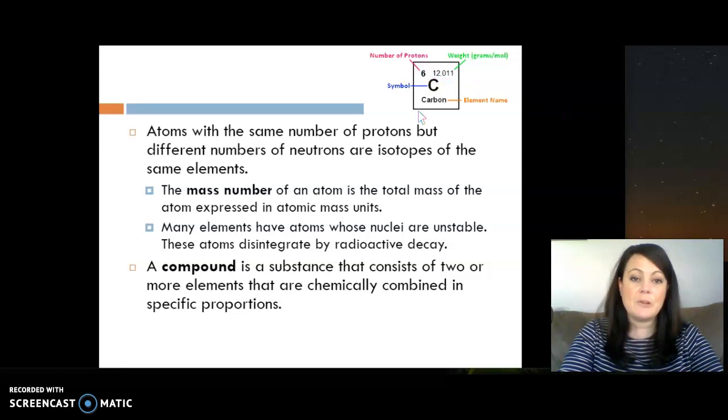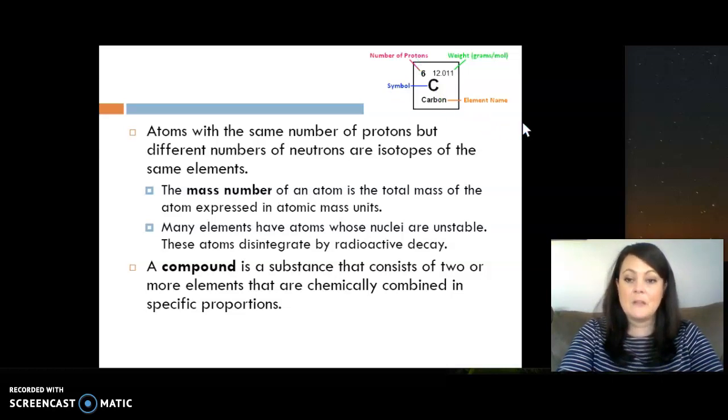This is a box from the periodic table. It shows us carbon. You can see the element's name, its atomic weight, the number of protons located in the nucleus, which is also the number of electrons, and the given symbol. A compound is a substance that consists of two or more elements chemically combined in specific proportions.